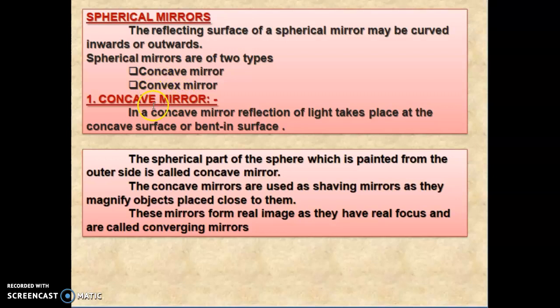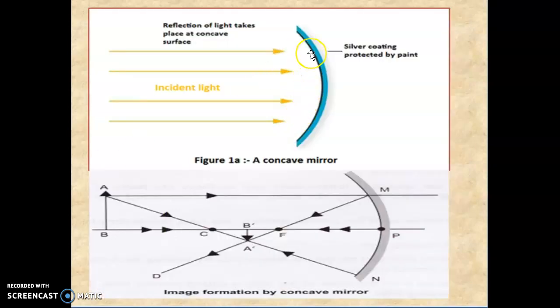Concave mirror. In the concave mirror, the reflection of the light takes place at the concave surface, or bent-in surface. You can see that in the diagram. The spherical part of the sphere which is painted from the outer side is called a concave mirror. So this is a concave mirror.